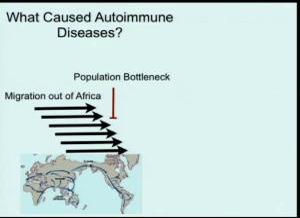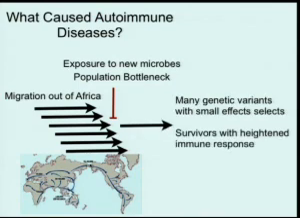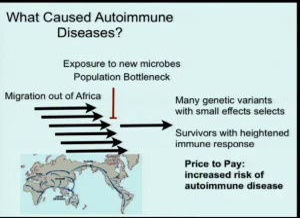If that population bottleneck was Noah's Ark, that's one explanation, but I would prefer exposure to new microbes, half Neanderthal man in northern Europe, leading to decimation of the population. If the migration occurred in one generation, there are 4 founders of European ancestry. If it occurred over many generations, probably about 1,000 founders. So there's a real bottleneck that occurred. And the hypothesis that many genetic variants with small effects selected for survivors for heightened immune response. So the price to pay was increased risk of autoimmune disease.